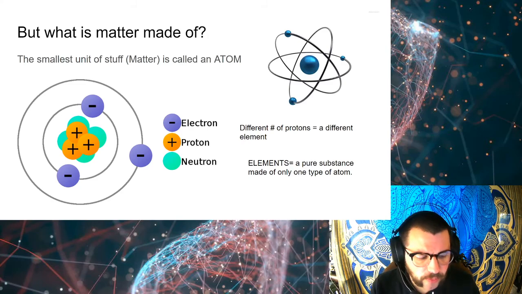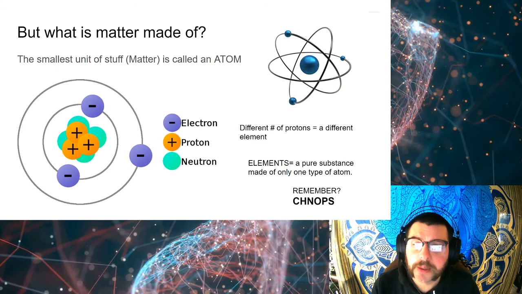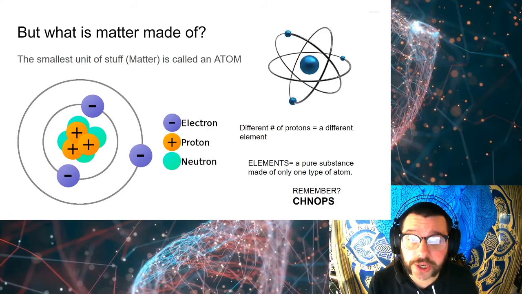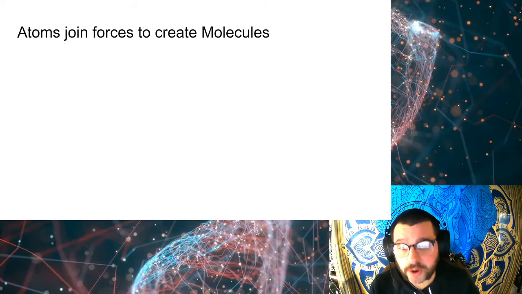Some of the elements we've talked about so far are CHNOPS. Remember that one? CHNOPS. C for carbon, H for hydrogen, N for nitrogen, O for oxygen, P for phosphorus, and S for sulfur. Those are the elements of life. That's what you and I are made out of. All living things are made out of CHNOPS and some other stuff, but these are the big ones.